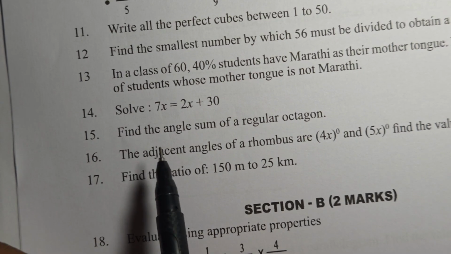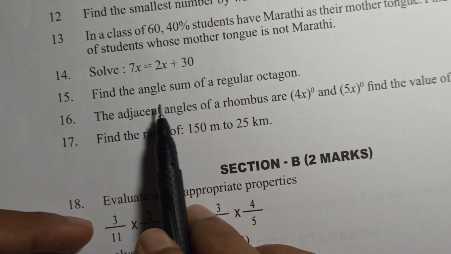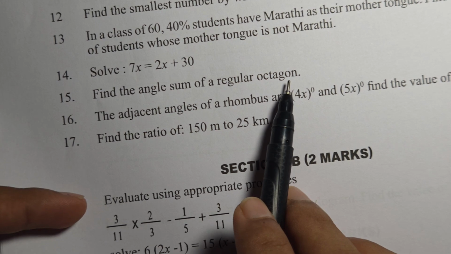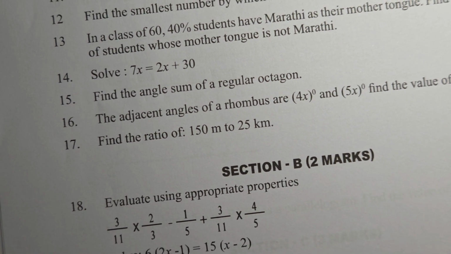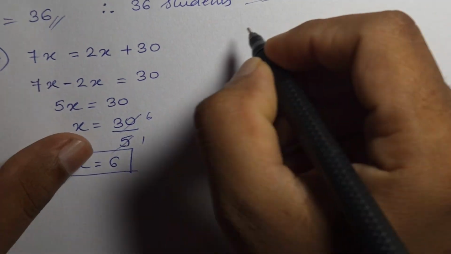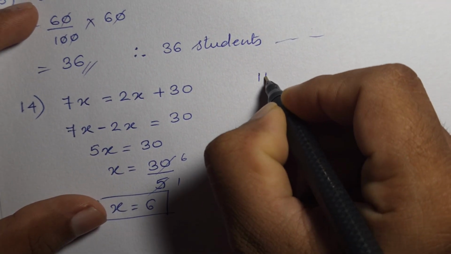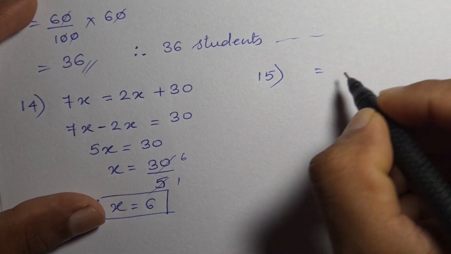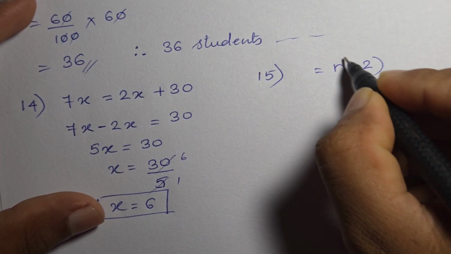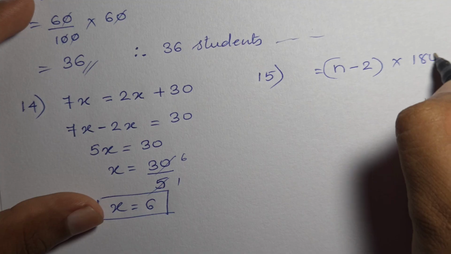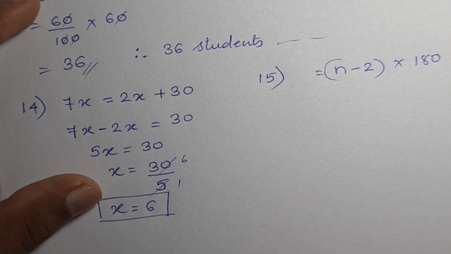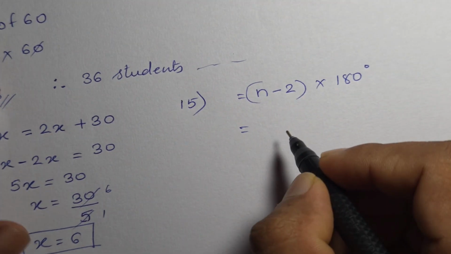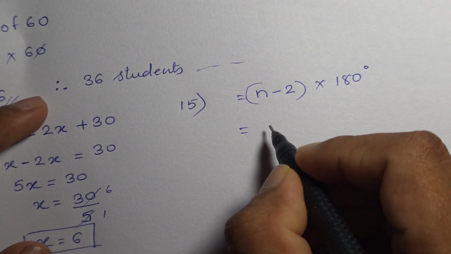Correct? 15th one. Find the angle sum of a regular octagon. To find this, I need to know a formula. So this is the 15th problem. The formula is n minus 2 into 180 degrees. Now, what is n? n is the number of sides. It is given as octagon.